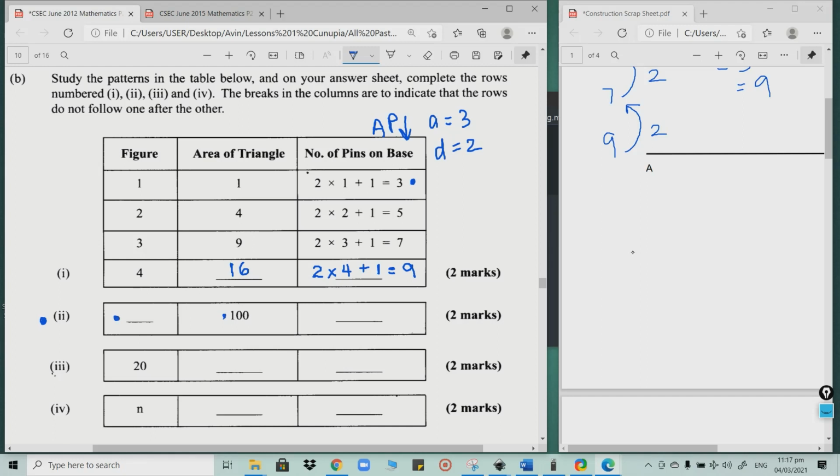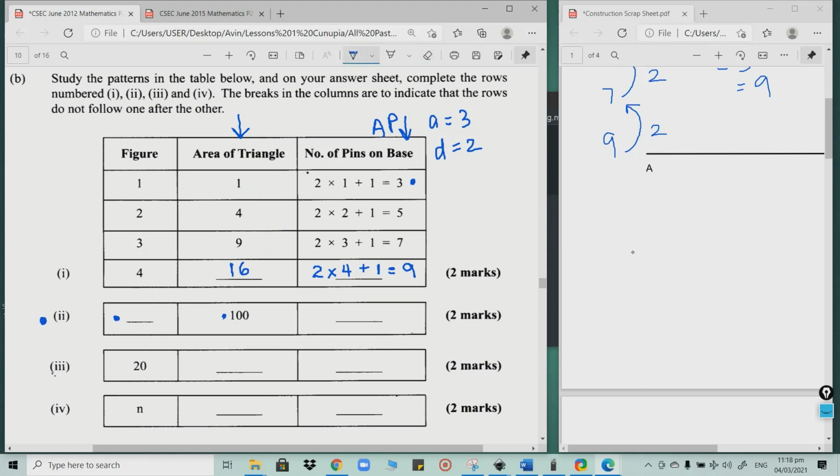Let's look for a pattern. I'm not too sure. Let's look at this column here. We have 1, 4, 9, 16. What is the pattern here? I guarantee that this is not an AP. 4 minus 1 is 3, but 9 minus the number just before, which is 4, is 5. So clearly they're different already. So it's definitely not an AP.